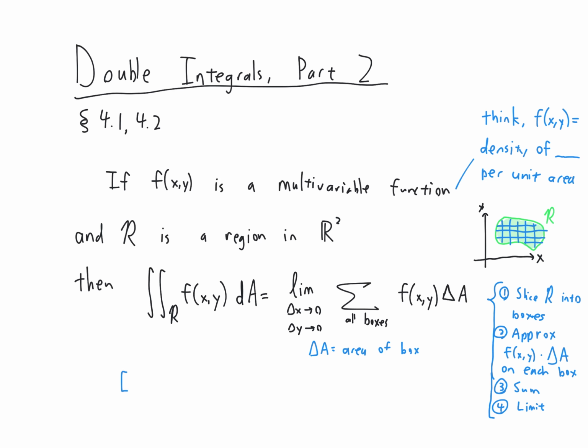And the result of this process, for thinking about f of x y as a density function per unit area, think of the result, the double integral, as representing the total of whatever it was on the region R. So if f of x y was density of people per square mile, then the double integral of f over the region R would be the total number of people on the region R. So this is a quick summary of what we saw on last Wednesday's class.